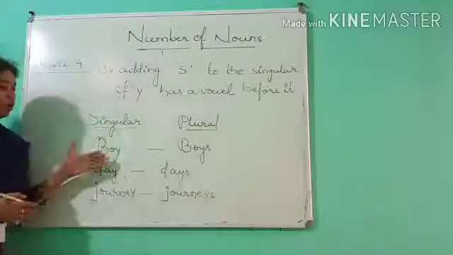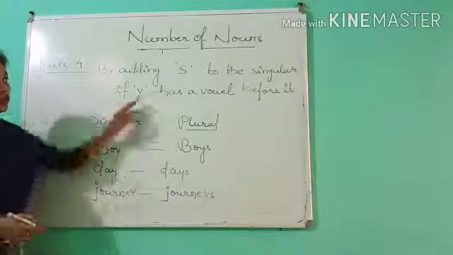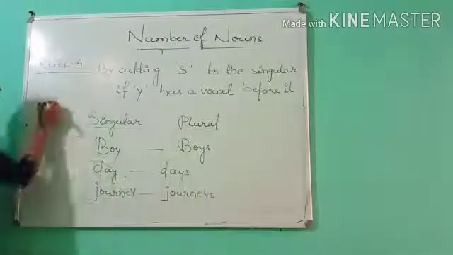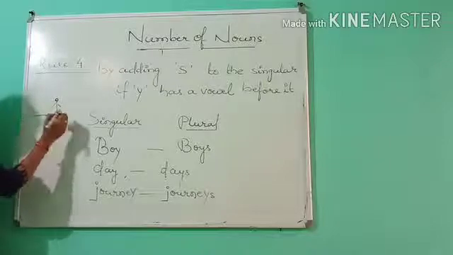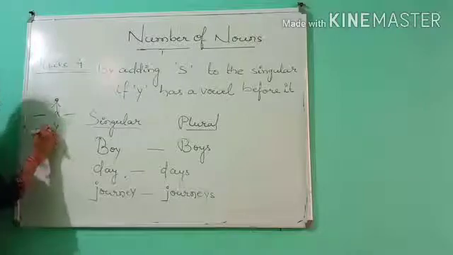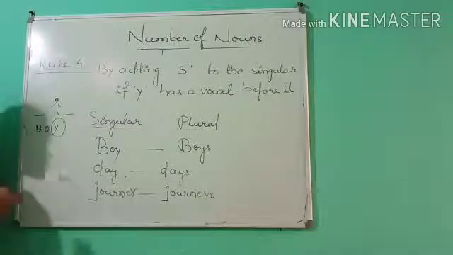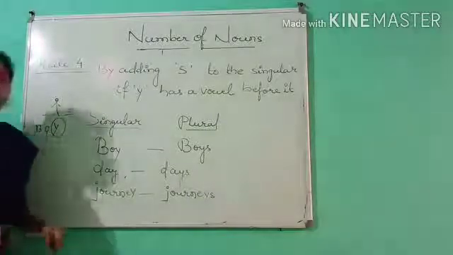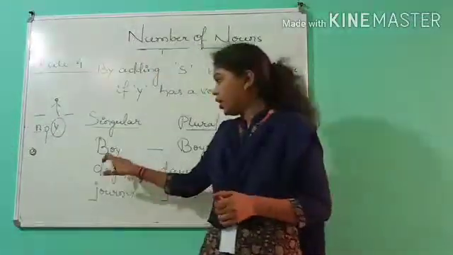If you just see the board, here I have written the word boy. So it ends with y. And what is written? If y has a vowel before it. That means, my dear students, for example, this is before and this will be after. If I write a letter y here, O, Y, boy. So before y, what is there? A vowel, that is O. O is a vowel. As we know, A, E, I, O, U are vowels. So before y, what is the letter there?